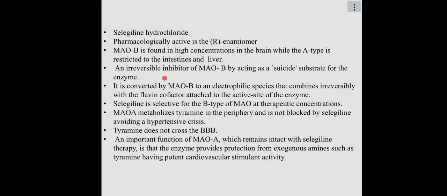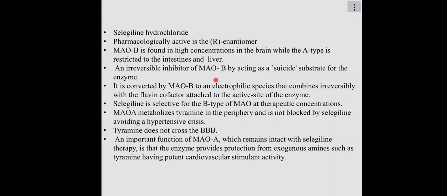The selegiline hydrochloride is pharmacologically active. Again, chemistry very important, but not necessarily the same isomer, because these are drugs that are working differently. So it is pharmacologically active. Pharmacologically active isomer is the R enantiomer. The monoamine oxidase B is found in high concentrations, as we have already said, in the brain, while A is restricted to the intestines and liver. So you want the A to continue doing what it's doing to avoid a lot of toxicity.